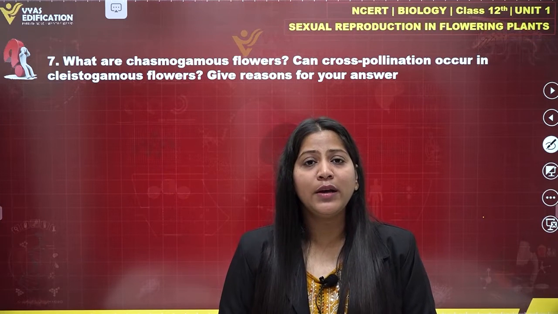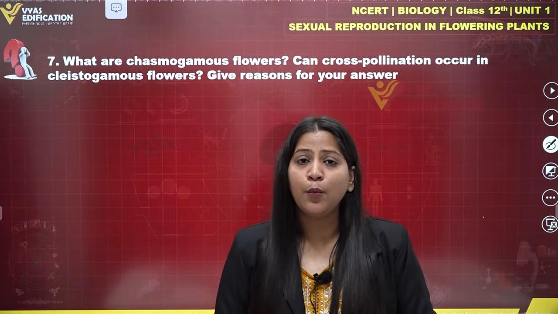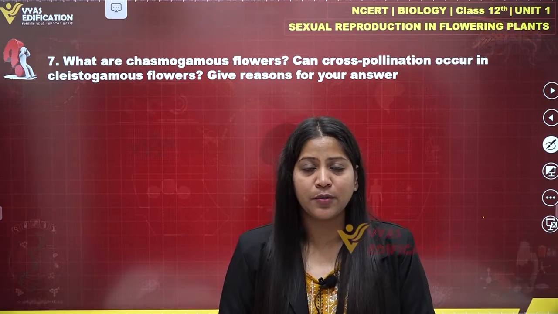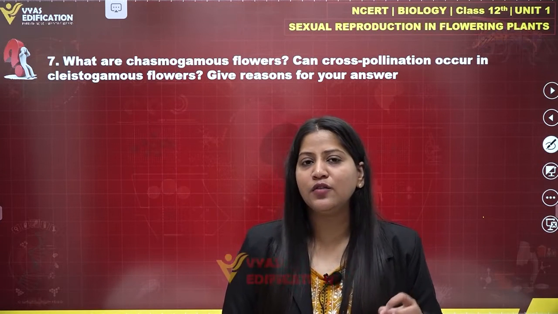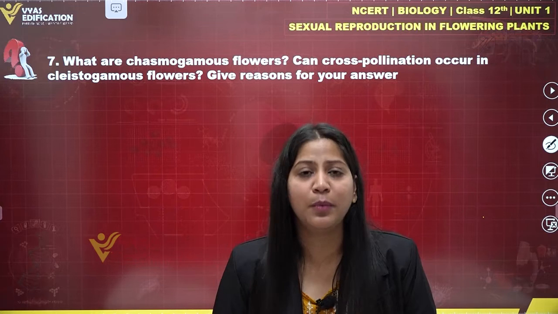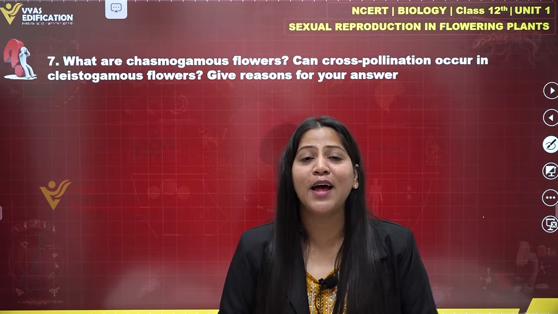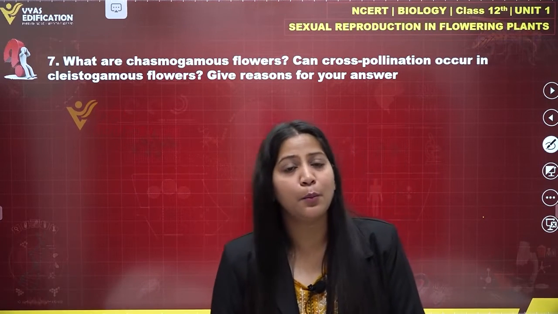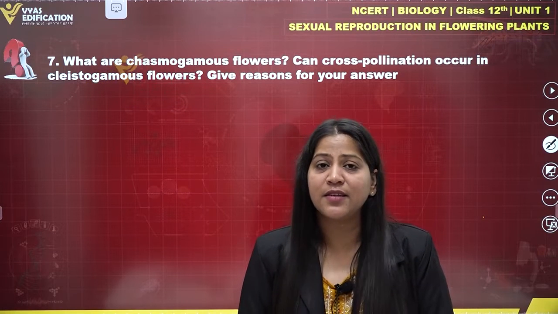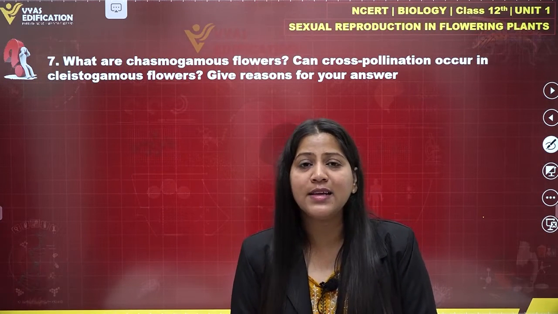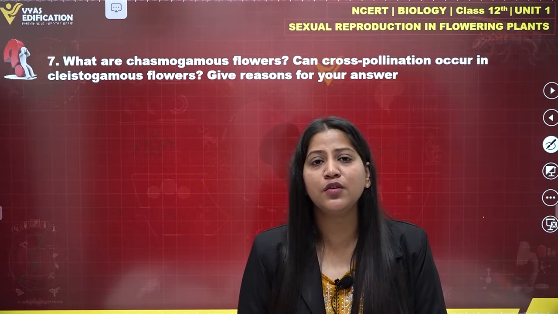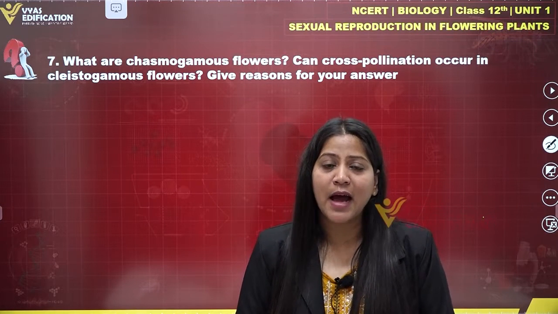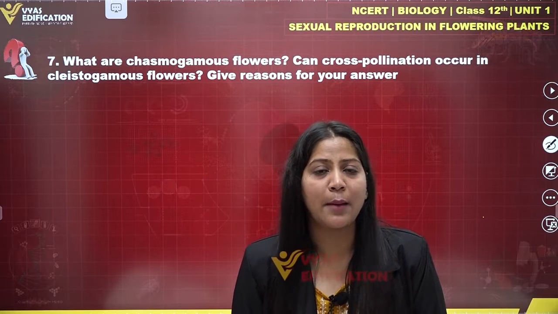Cleistogamous flowers will only have self-pollination, whereas chasmogamous flowers always follow cross-pollination. However, in cleistogamous flowers, seed production takes place with the help of self-pollination only. There are some plants which have both types of flowers, such as Oxalis and Viola. These are examples of plants bearing two types of flowers on a single plant body, that is, cleistogamous flowers and chasmogamous flowers.